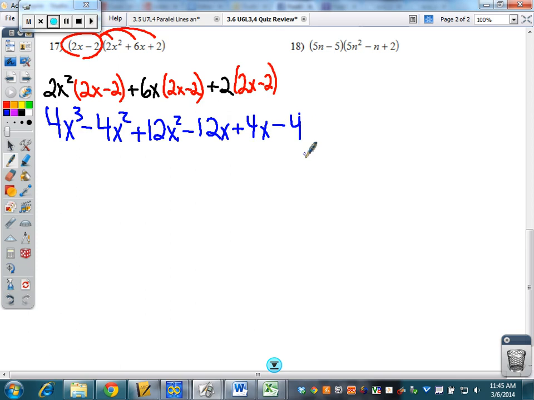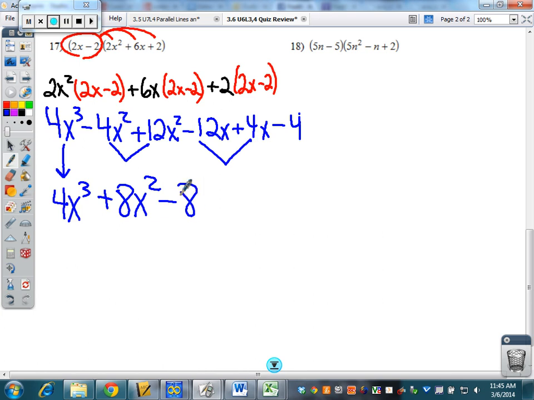Okay, combine like terms. I don't have any other x cubed, so I have 4x cubed. Negative 4x squared plus 12x squared is 8x squared. Negative 12x plus 4x is minus 8x. And then we have this minus 4. And this is my solution.